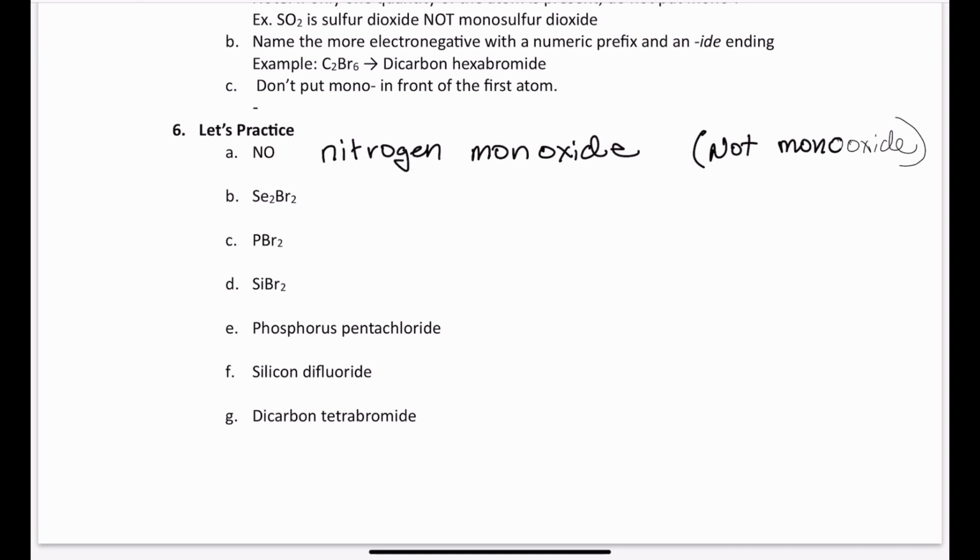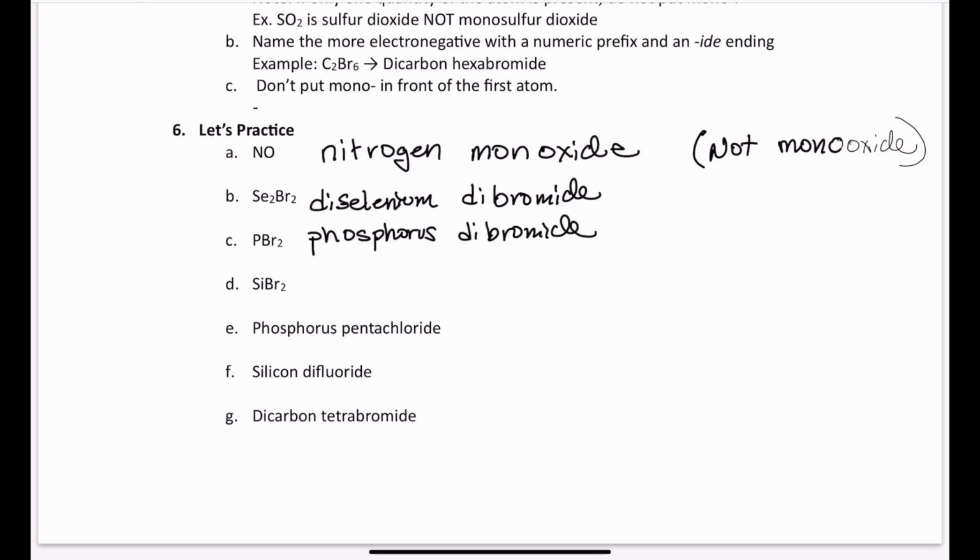Okay. So you do have to be familiar with the periodic table now. Se is selenium. And there's two of them, so it would be diselenium. And then it would be dibromide. There's one phosphorus. So this would be phosphorus, not monophosphorus, but just phosphorus. And then dibromide. Silicon, dibromide.